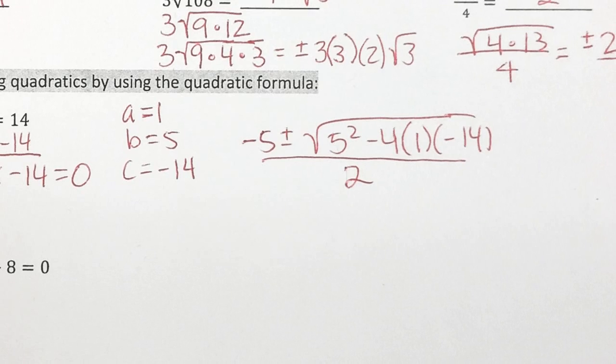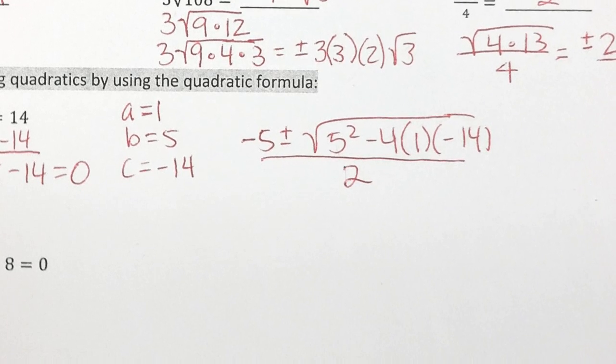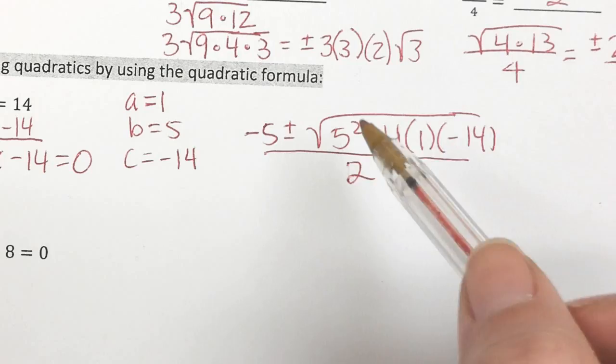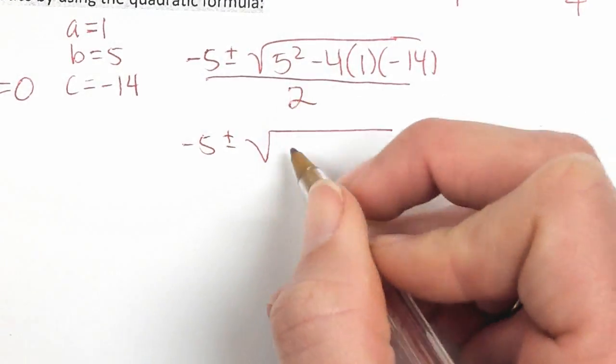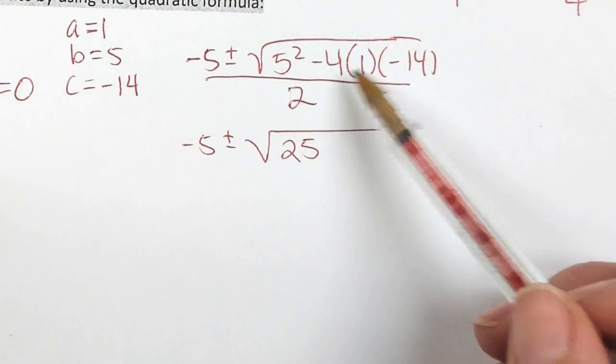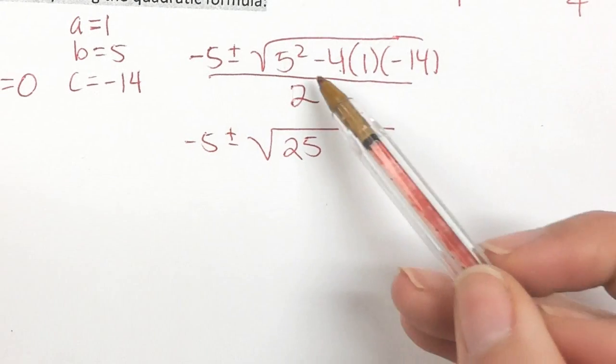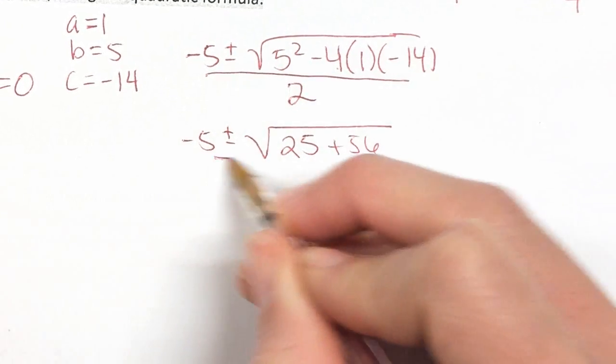Alright, any questions about the setup? We take care of what's underneath the radical first. Anybody remember what that's called? Discriminant. Yes, that's underneath the radical. All of this is called your discriminant. So from here it's -5 plus or minus the square root of 5 squared is 25. What's -4 times 1 times -14? Positive 56, because you have 2 negatives right here. So plus 56, all over 2.